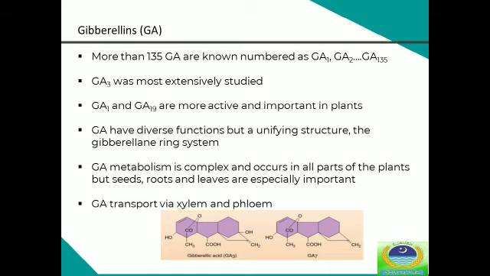Gibberellins have diverse functions, but they also have a unifying structure, that is, the gibberellin ring system. Gibberellin metabolism is complex and occurs in all parts of the plant, but seeds, roots, and leaves are especially important. Only a few gibberellins are known to be active as hormones. Others are precursors or intermediates in transforming one active form into another.